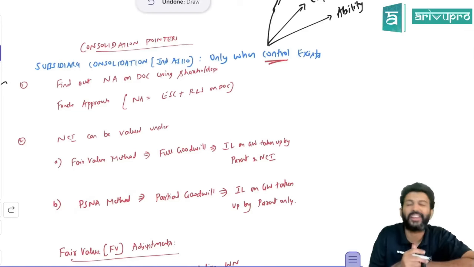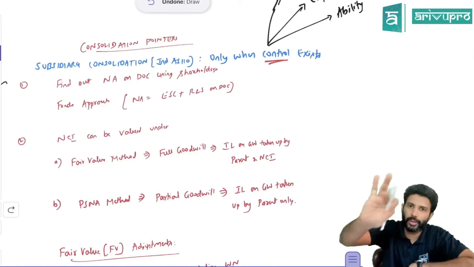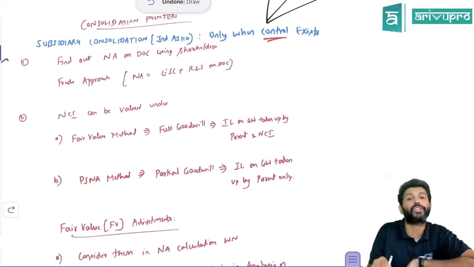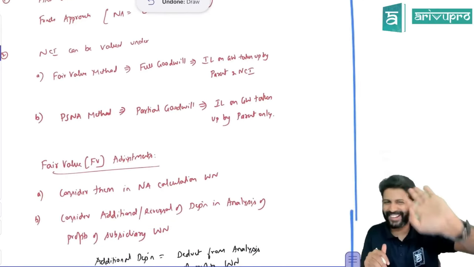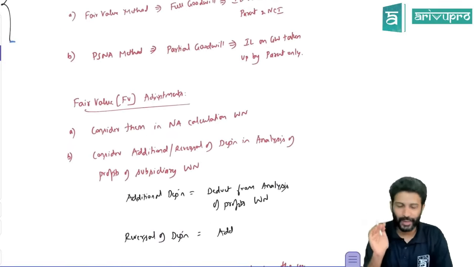However, if you are valuing NCI under the PSNA basis, the goodwill you are going to get is the partial goodwill, or only the parent's share of goodwill, and only the parent will bear the impairment loss on such goodwill. The logic was covered in the regular class, so I will not go into too much detail there. For now, we will just quickly run through what is required.